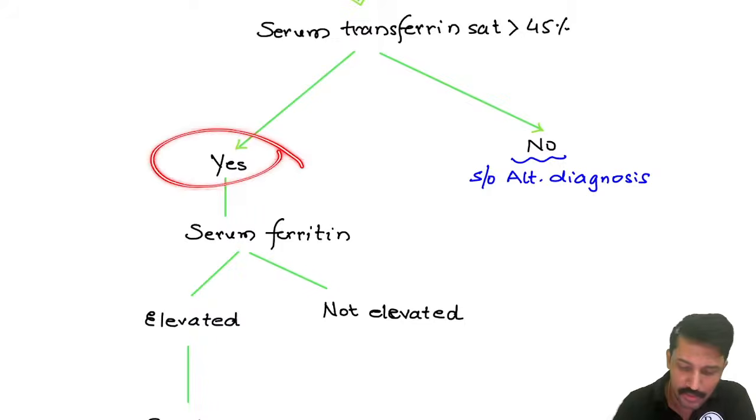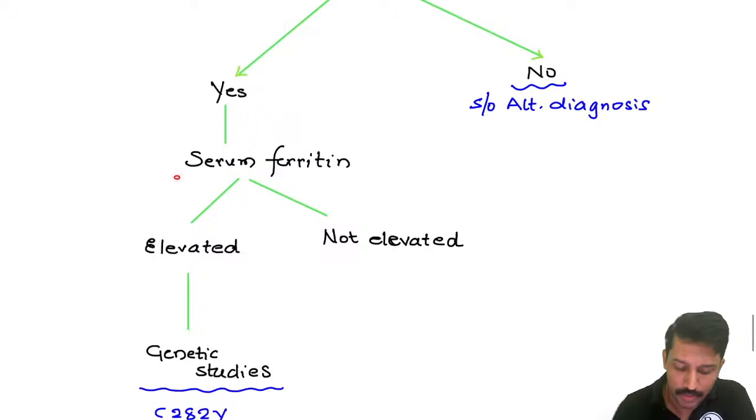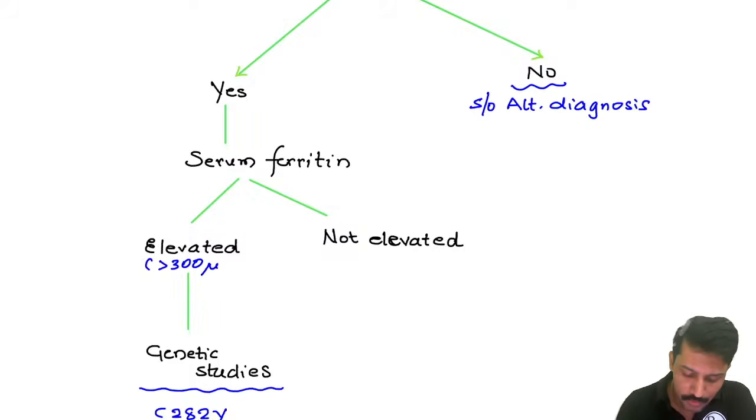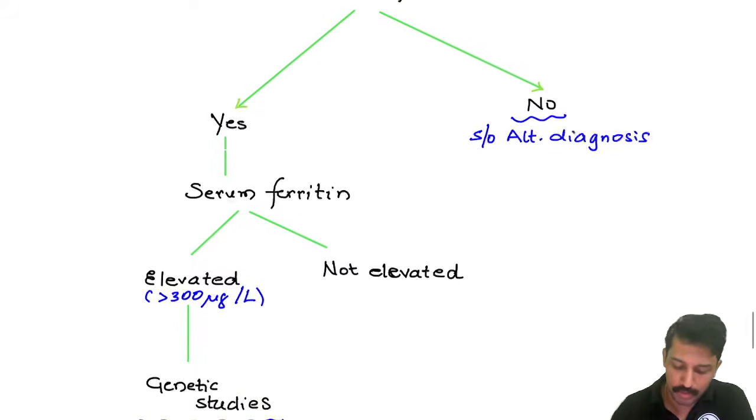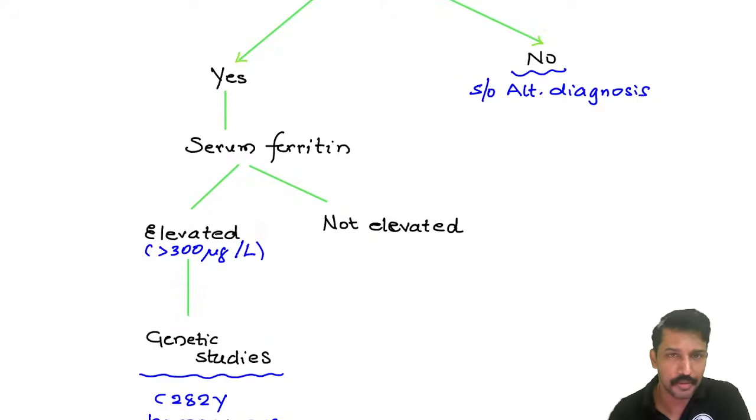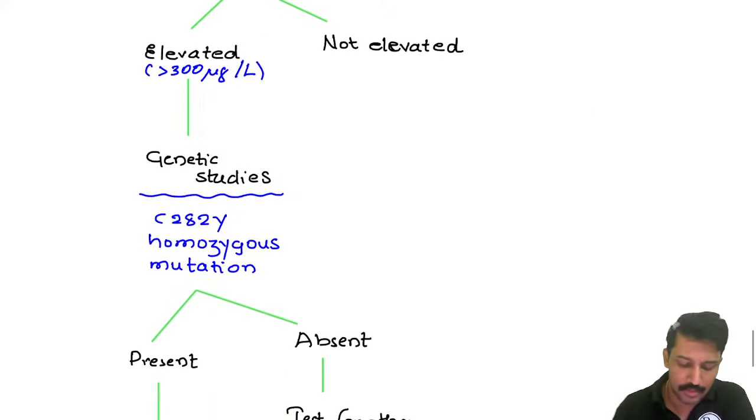But if the transferrin saturation is 45 plus, we will look at the serum ferritin. If it is elevated, meaning more than 300 micrograms per liter. Now both the tests are positive. Transferrin is more than 45%. Ferritin is more than 300. I have to go ahead with the genetic studies.